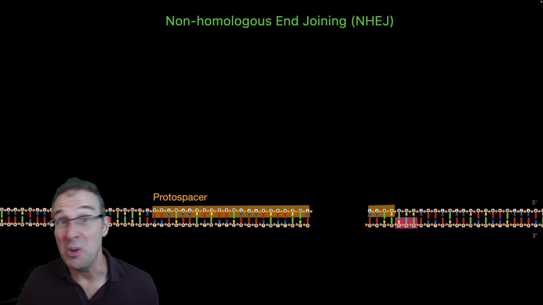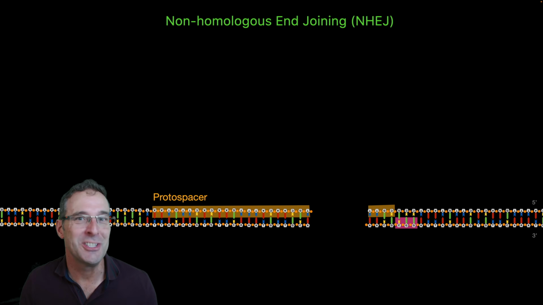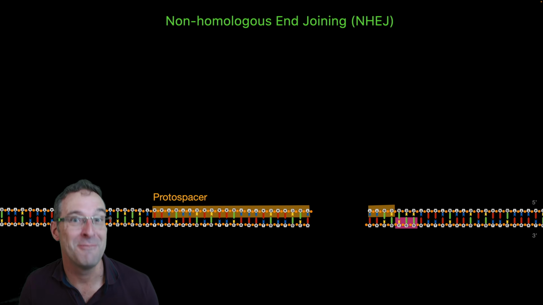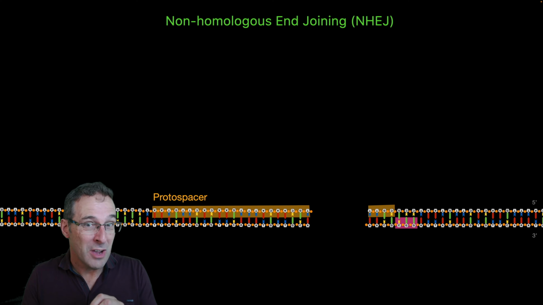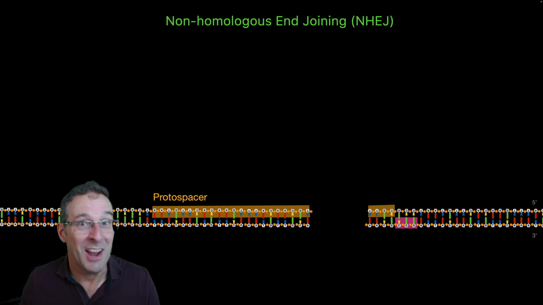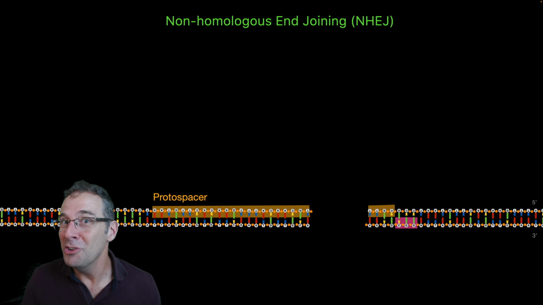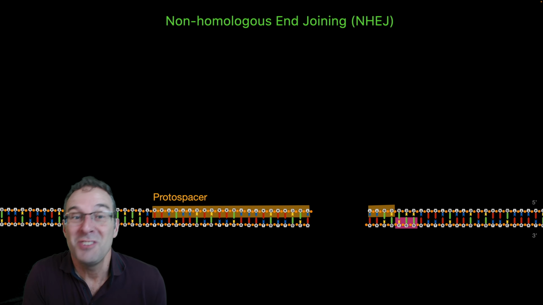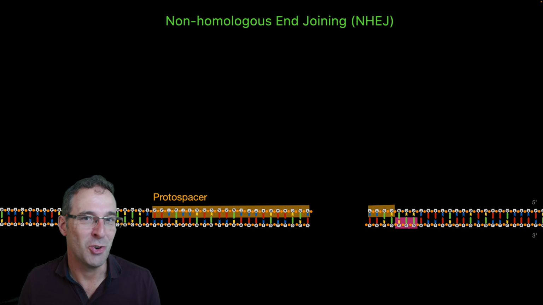Remember that time when your parents were out and you stayed home and you played footy in the house and you broke your mum's favourite vase? So you got some super glue and you glued it back together again, hoping that nobody would notice, but you knew that it wasn't really a perfect join. Well, that's pretty much what non-homologous end joining is all about.